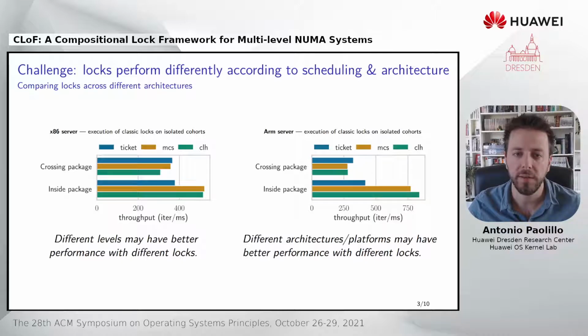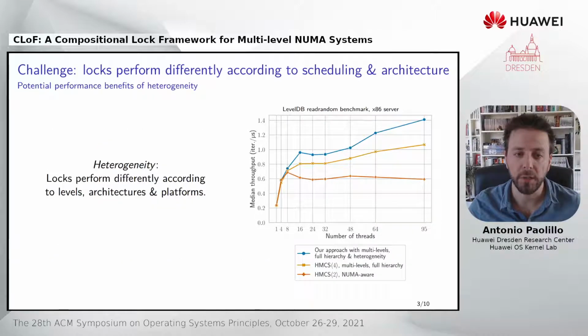On the right is the same experiment, but on the ARM server. In the same package, the best lock is CLH. On x86, the best is MCS. We can exploit these observations to further improve lock performance. Our approach, which combines multi-level with heterogeneity, yields even better gains than the best HMCS configuration.